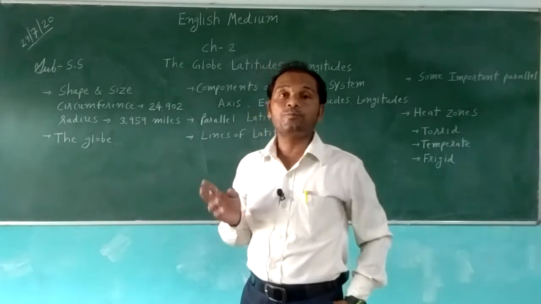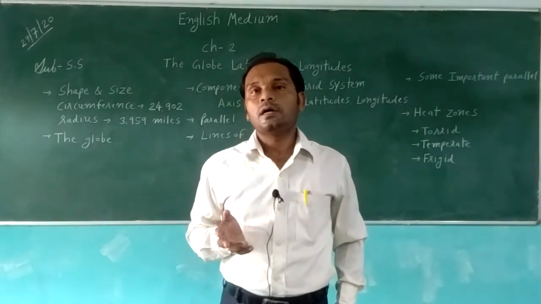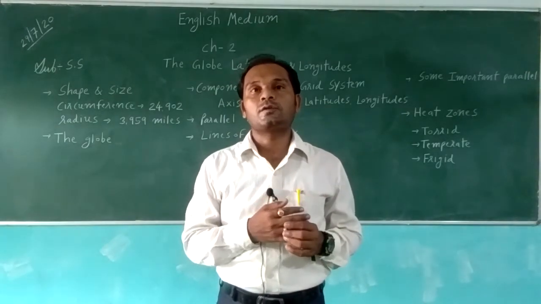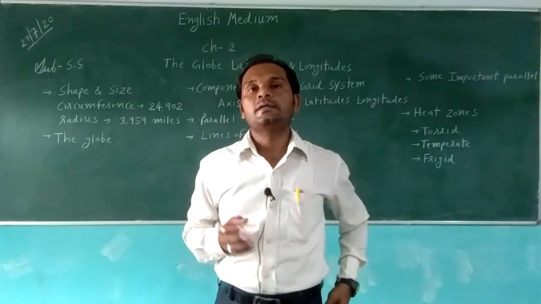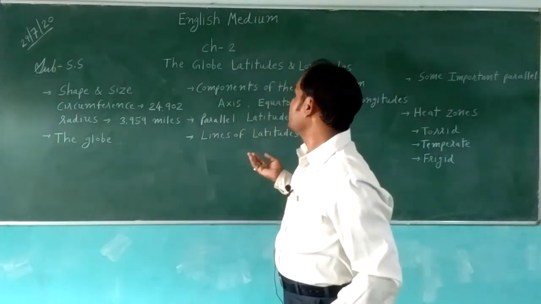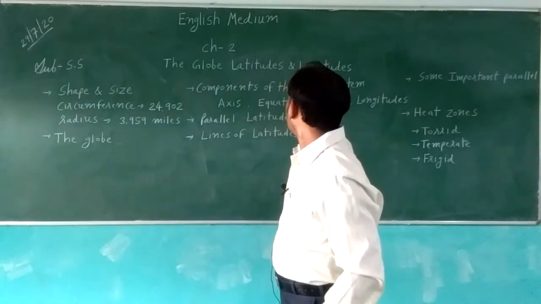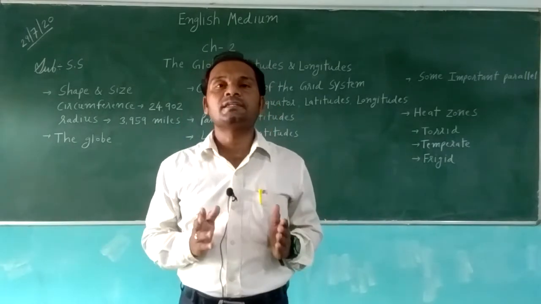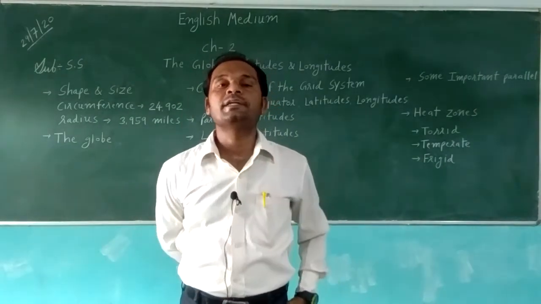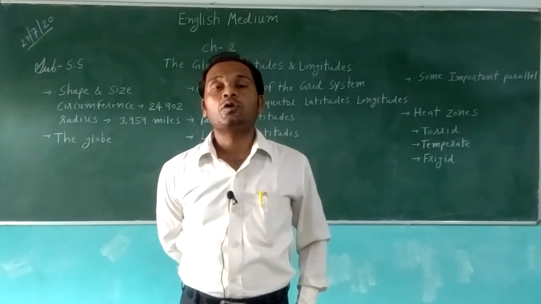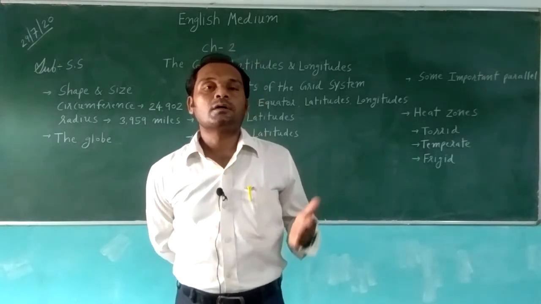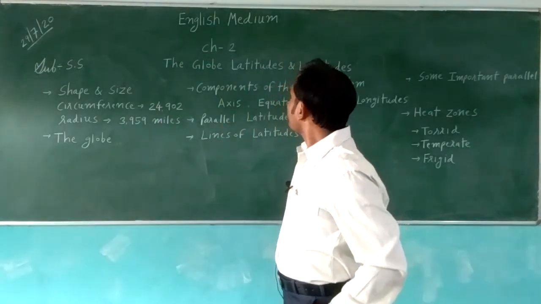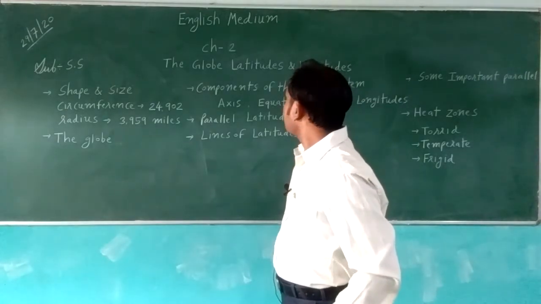The globe is very important to learn about the Earth. We can see the lines passing around the Earth. They are called longitudes and latitudes, and the equator is there. Now we'll see the components of the grid system. These horizontal and vertical lines forming a pattern are called a grid. So let's see the components of the grid system.